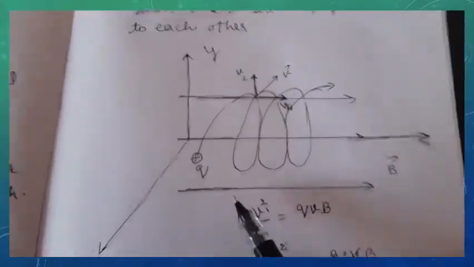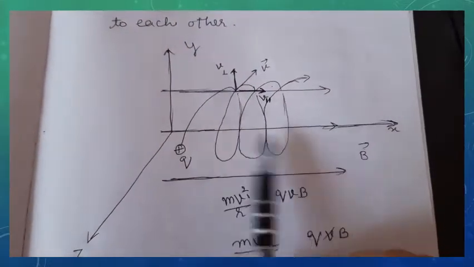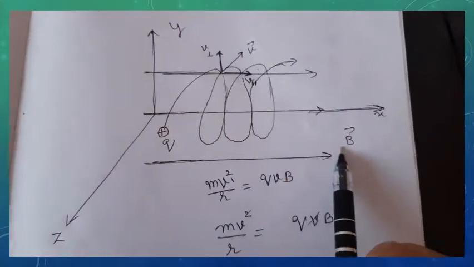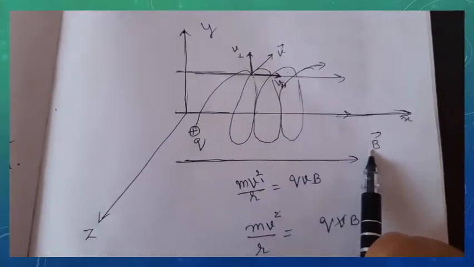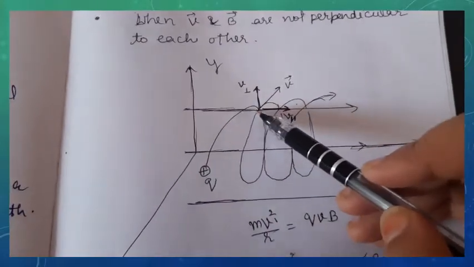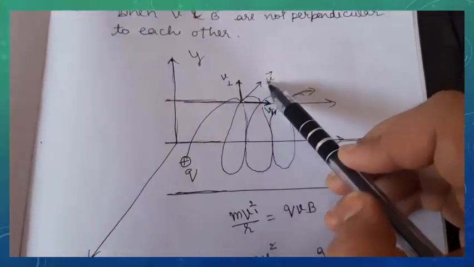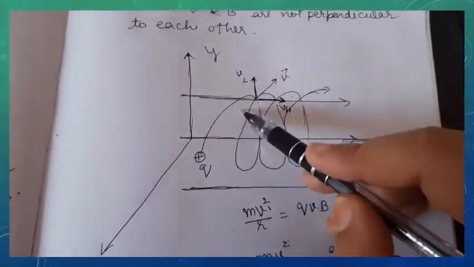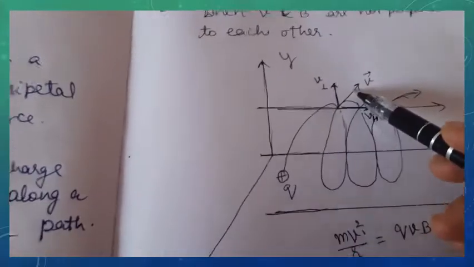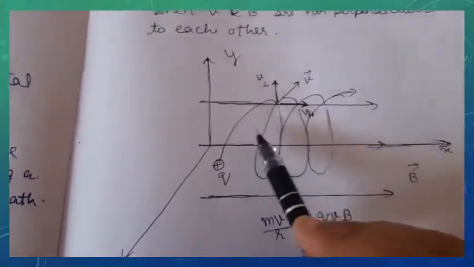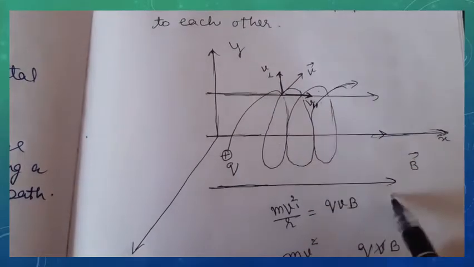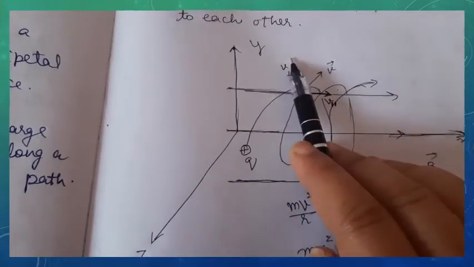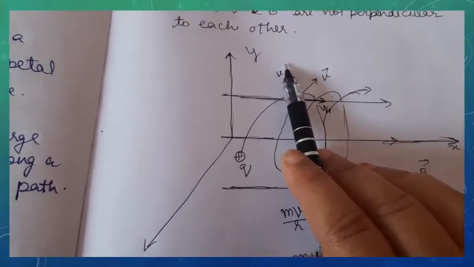So here we have the diagram. These are the y and z axes, and the direction of the uniform magnetic field is along the x-axis, and the direction of velocity is shown here. So velocity is making some angle other than 90 degrees with the direction of the field. Now we can divide this velocity vector into components. One is the parallel component, along the direction of the magnetic field, and the other is the perpendicular component, normal to the direction of the magnetic field.